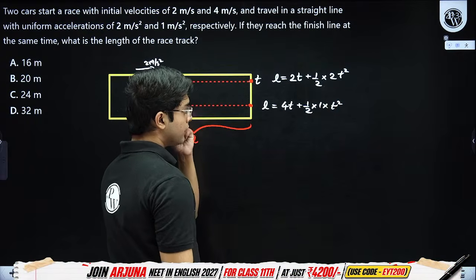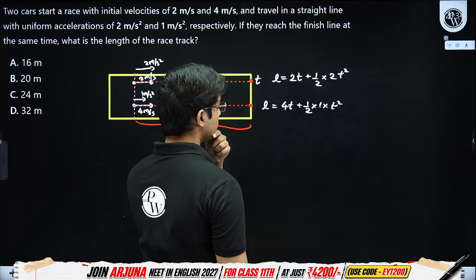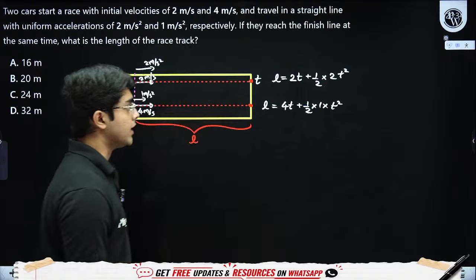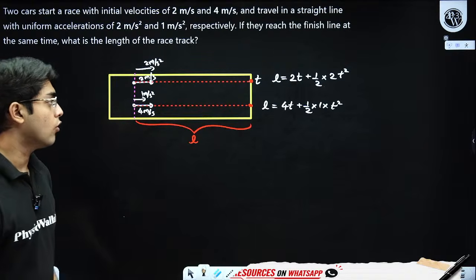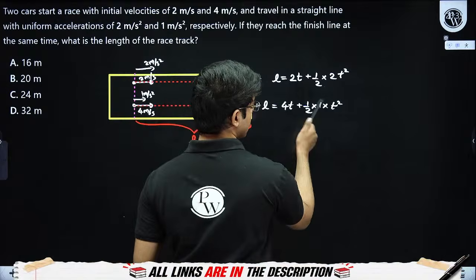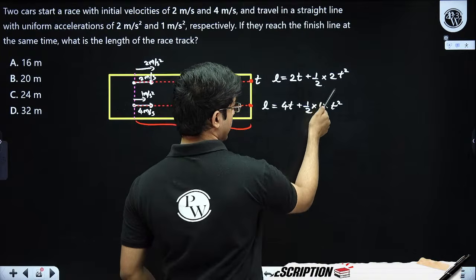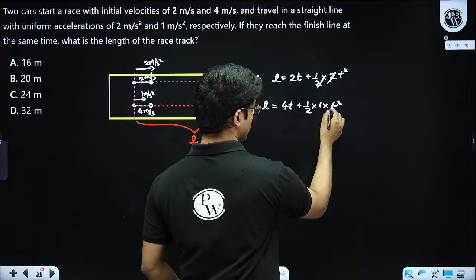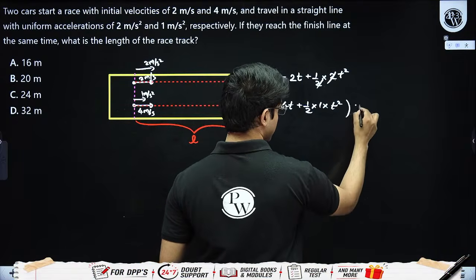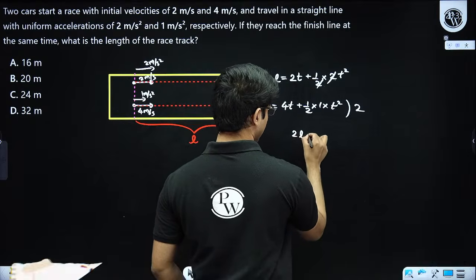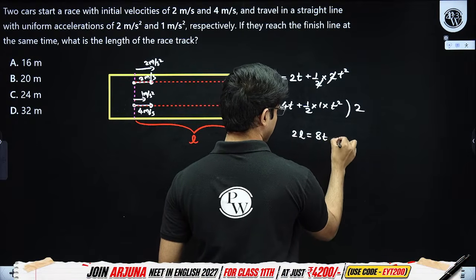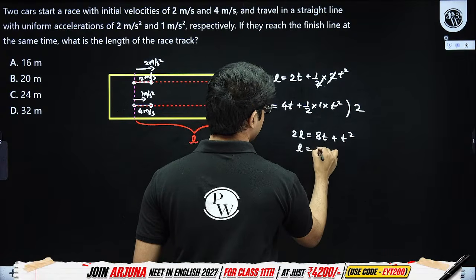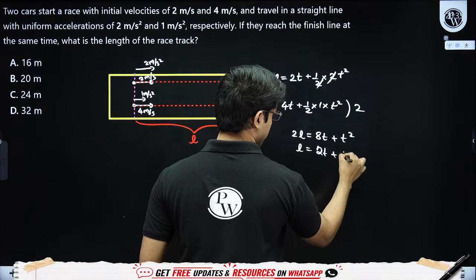So now what can we do? We can subtract these two. We don't need the time, we need the length. So this is going to be t square by 2. I'm going to multiply this equation with 2, so it will become 2L equal to 8t plus t square. And the first equation was L is equal to 2t plus t square.